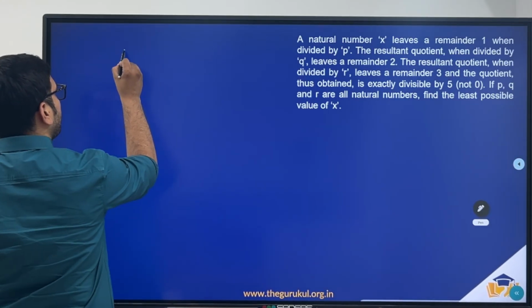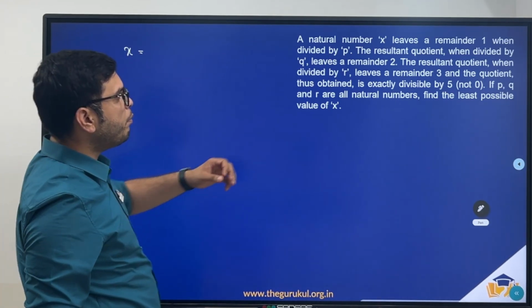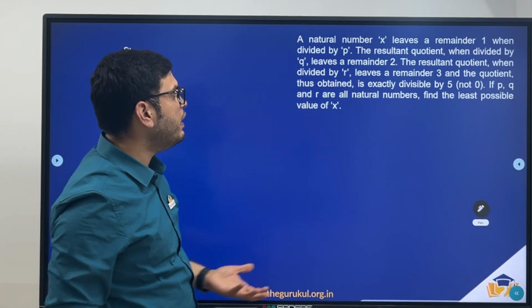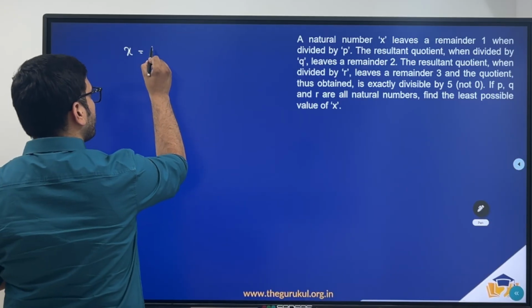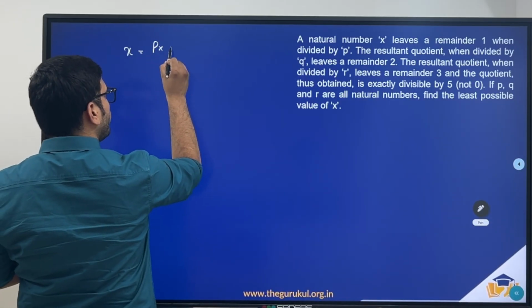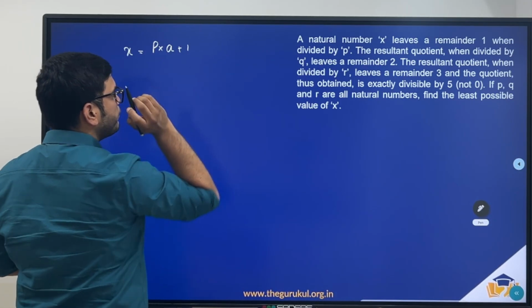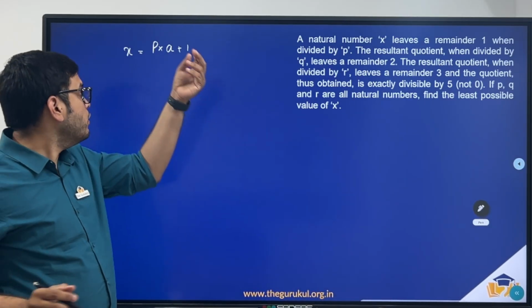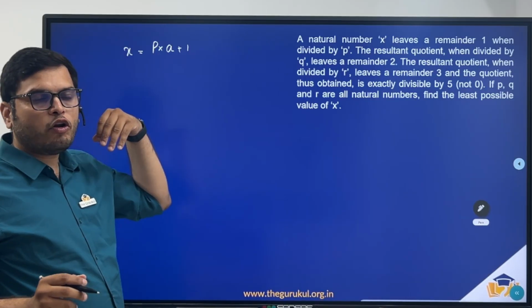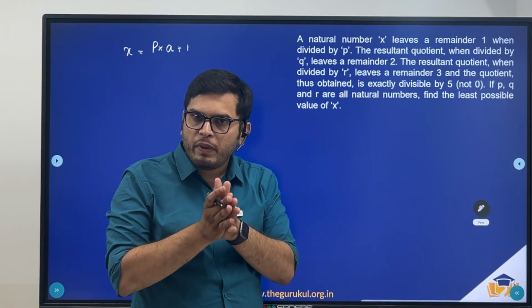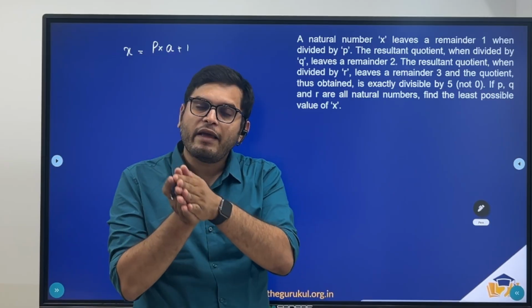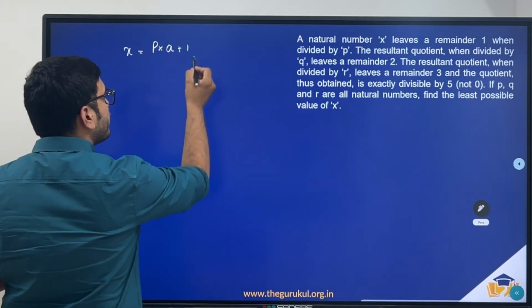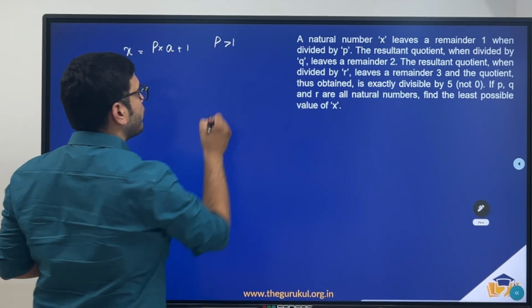So x when divided by p, let the quotient be a and the remainder is 1. So I can write this as divisor into quotient plus remainder 1. The minimum value of p has to be 2. The divisor cannot be equal to or less than the remainder; it has to be greater than the remainder only. So I can say that p should be greater than 1.